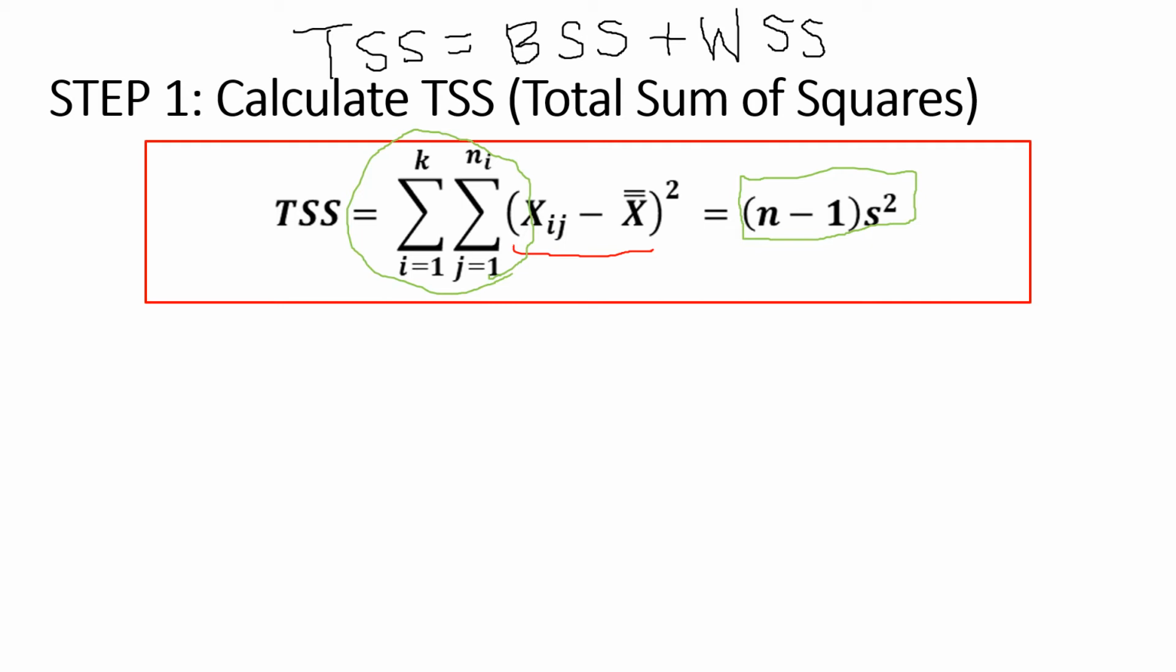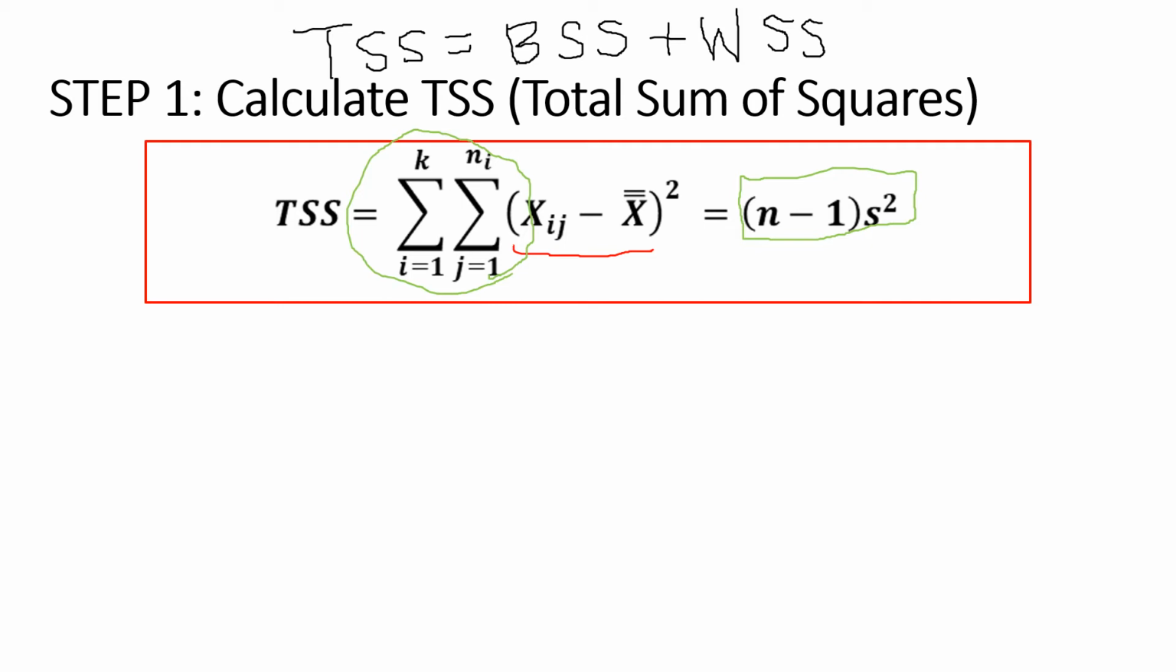The fact that TSS can be, the fancy term is decomposed, or broken into a BSS and a WSS allows us to check our work when doing this manually. So BSS and WSS should always add up to be TSS or awfully close to it. There might be slight rounding errors, but that's a different issue.